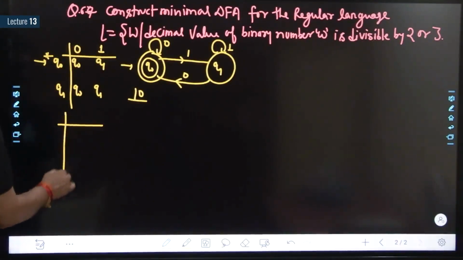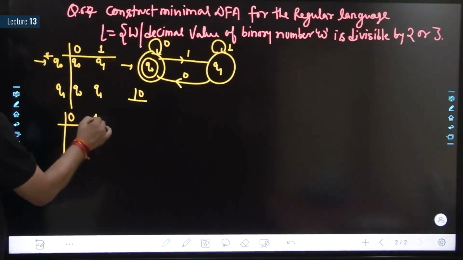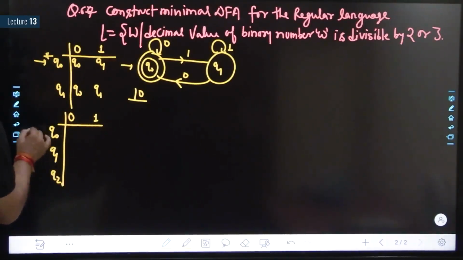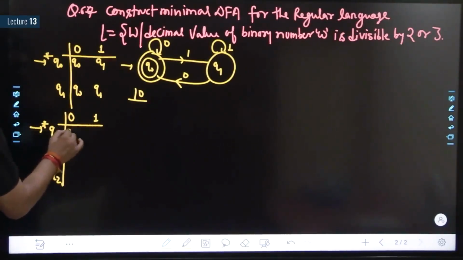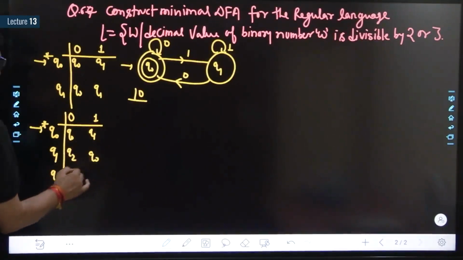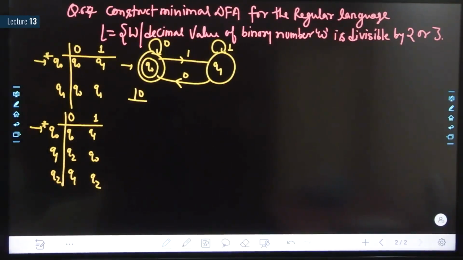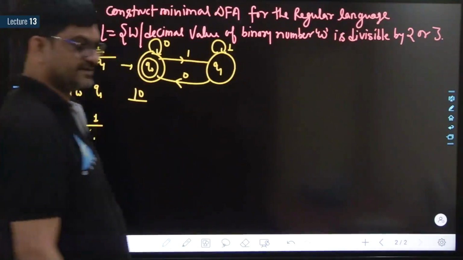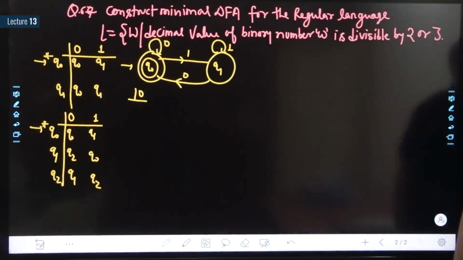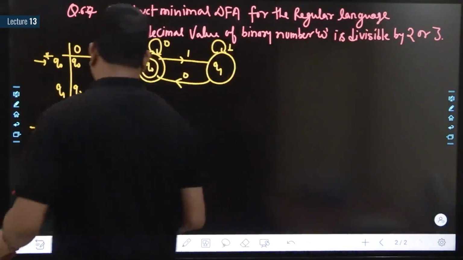Now, divisible by 3. How many remainders are possible? 3: 0, 1, 2. Then number of states? 3. Q0, Q1, Q2. This is initial and final. Do you remember the shortcut? Yes, very good. What is the DFA for this?